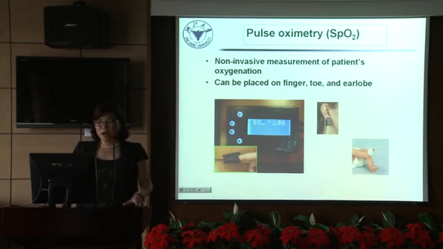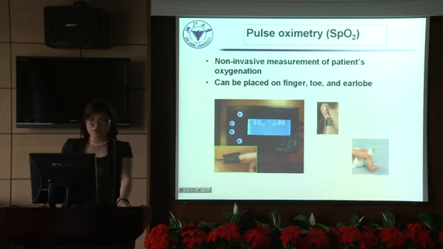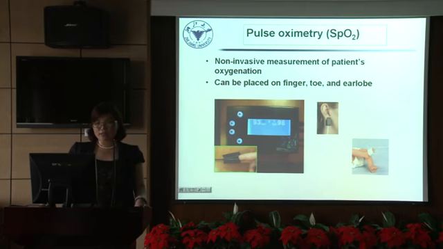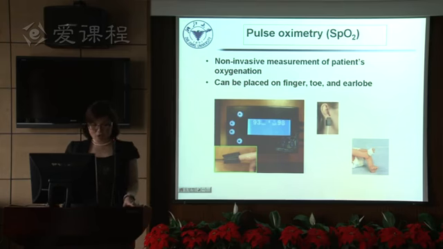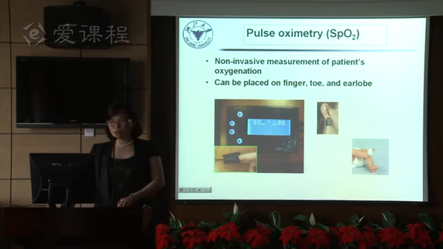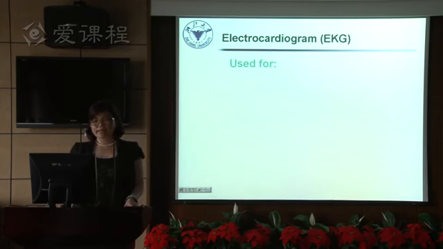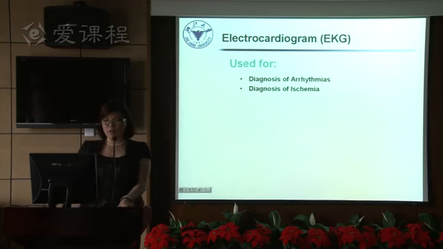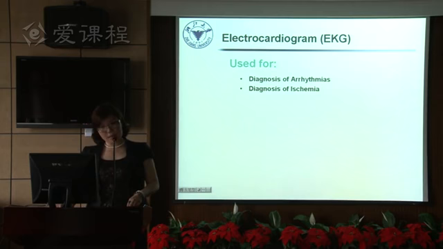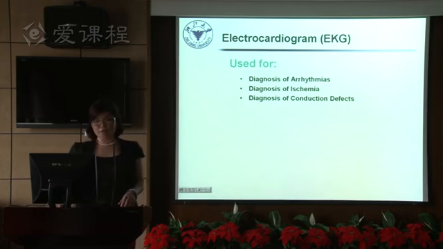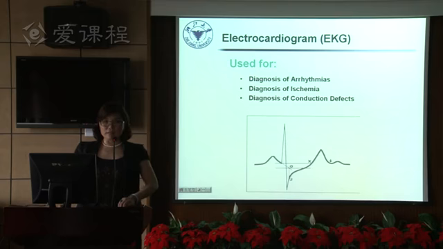And pulse oximetry, usually we use this kind of machine to monitor the SpO2. This is a non-invasive measurement of the patient's oxygenation and can be placed on finger, ear, or toes. You can see. And the EKG is used for diagnosis of arrhythmias and the diagnosis of ischemia, heart ischemia, or diagnosis of conduction defect. And this is essential for the patient.